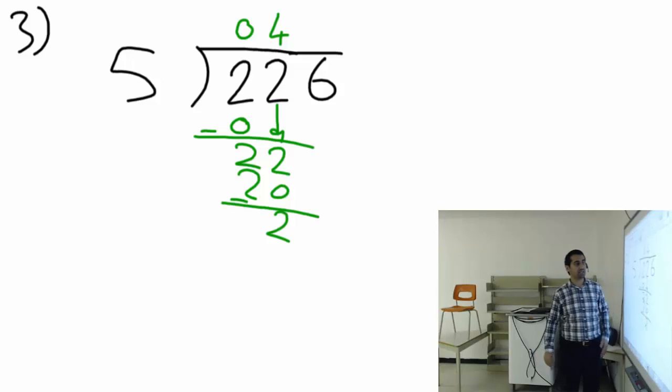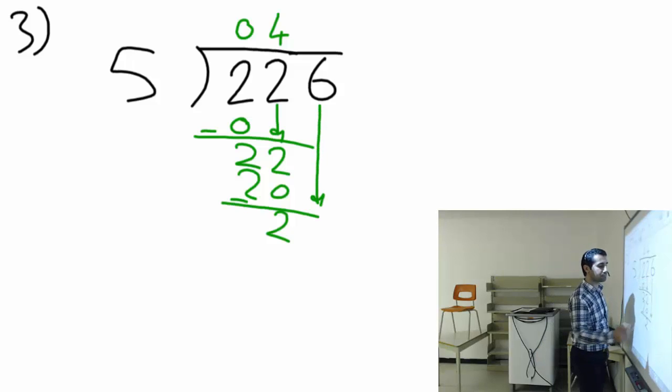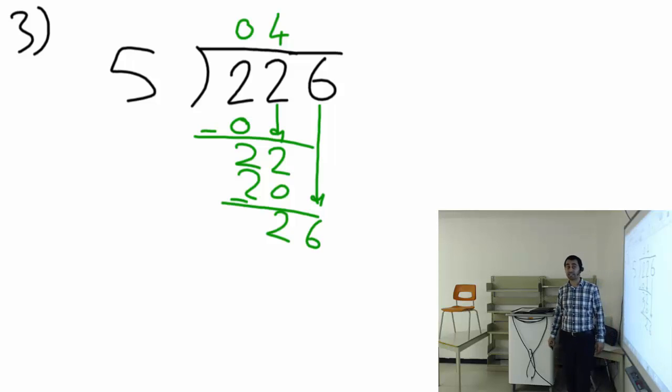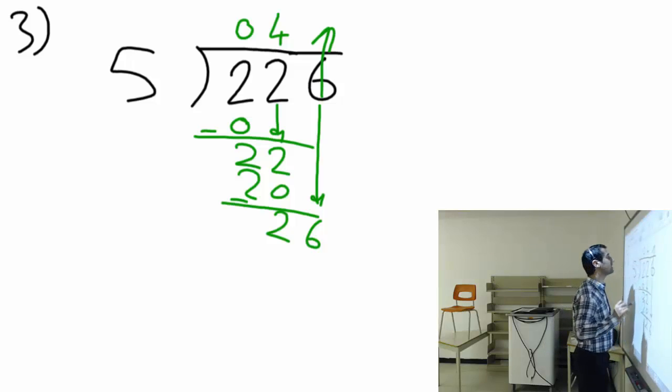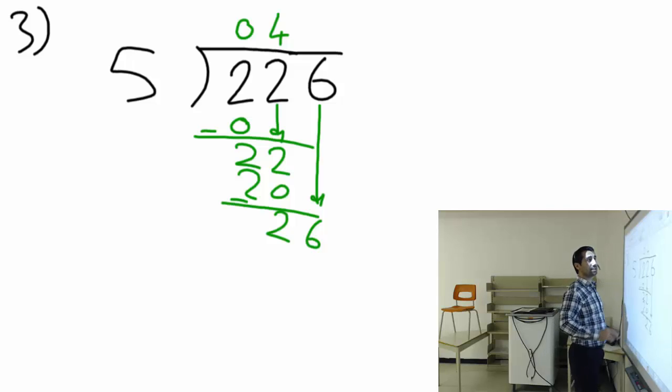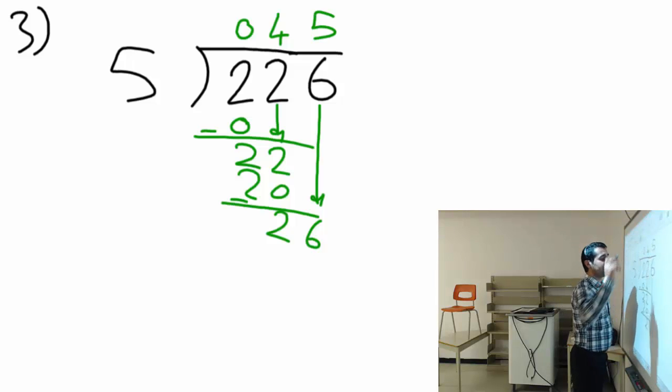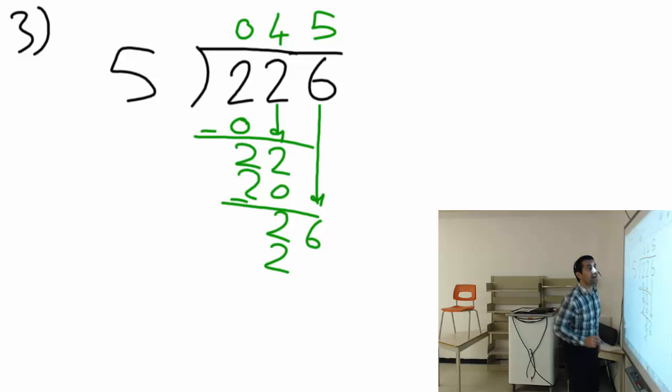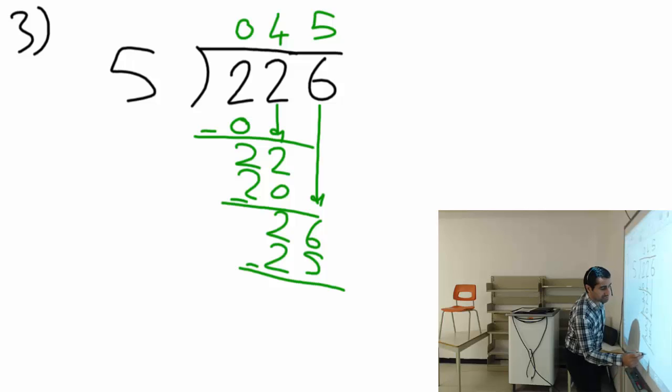Now I'm going to bring the other number down, which is 6. In 26, how many 5s do I have? I'm going to write down this number exactly on top of the 6. So in 26, there are 5 5s. Write down 5 times 5 is 25. Subtract. What is left here is 1. Any number to bring down? There is no number to bring down, but there is a number left there.